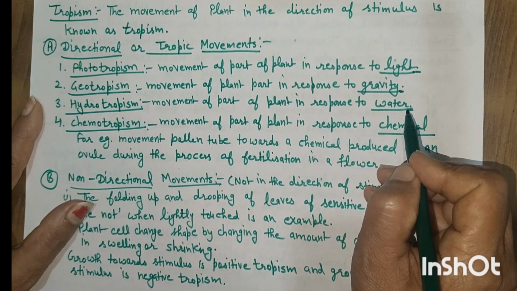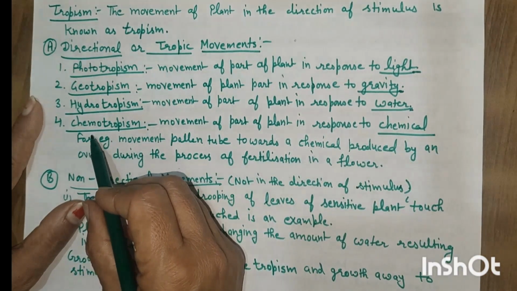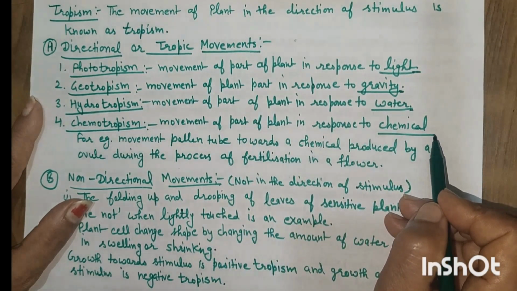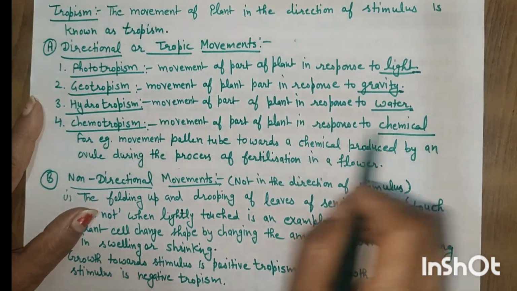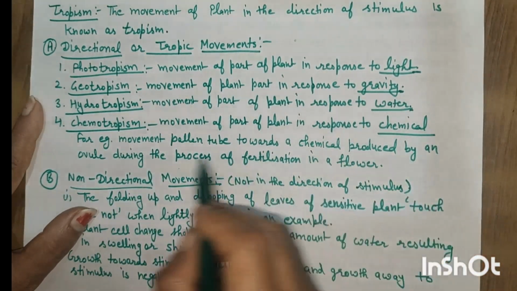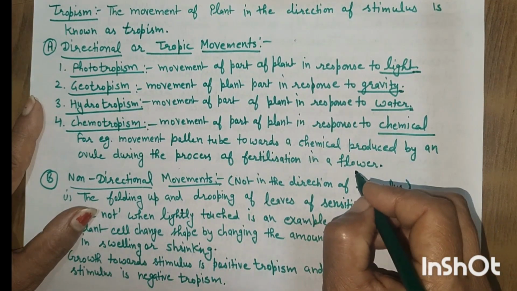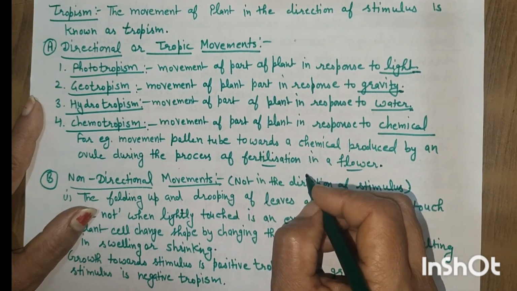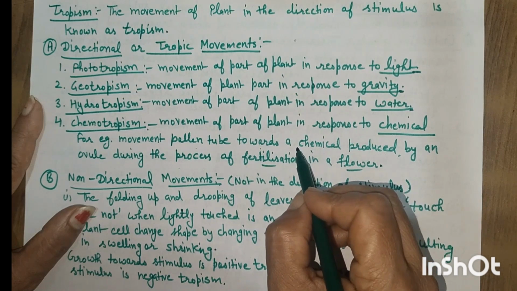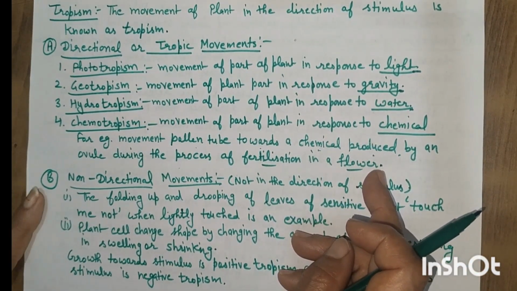Plant move towards the water. Fourth is chemotropism. Chemotropism means chemical response. Movement of the part of the plant in response to a chemical is called chemotropism. For example, movement of the pollen tube towards a chemical produced by an ovule during fertilization in a flower. When fertilization takes place in a flower, the pollen tube always moves towards the ovule due to the production of this chemical. This is called directional movement.